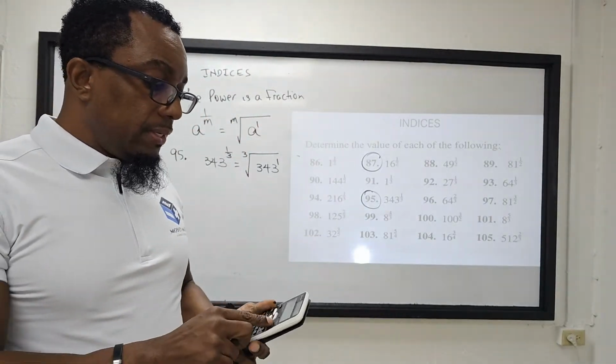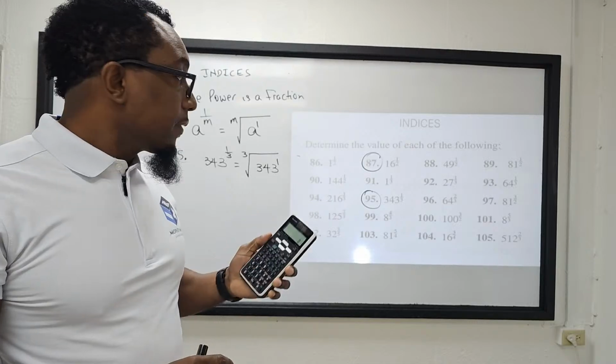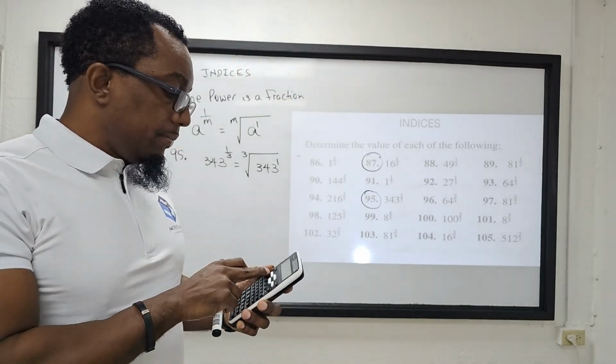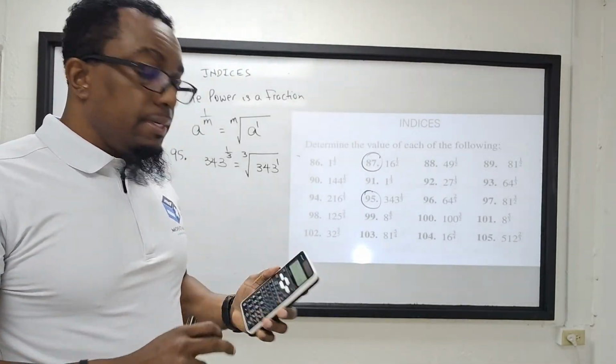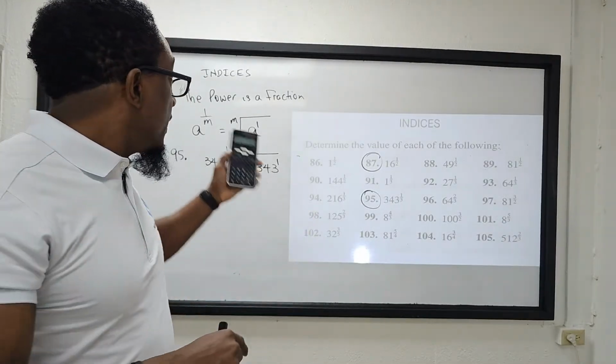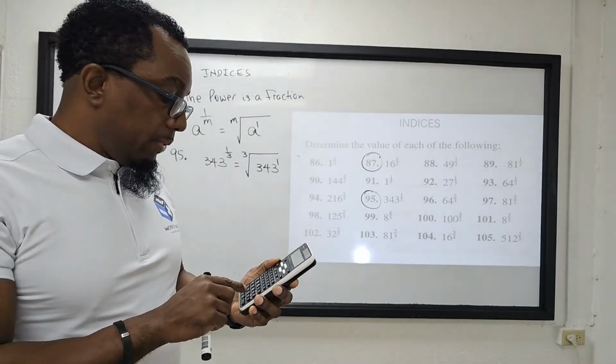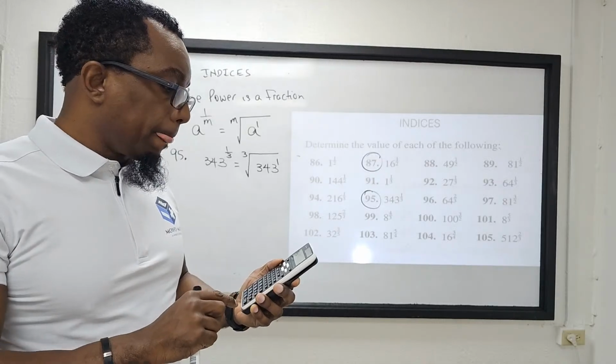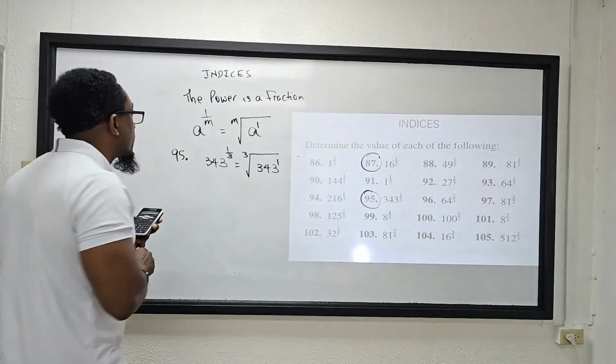What you can do is go to your calculator. You have second function. There's a cube root on your calculator. So you see the root symbol and 3 outside. And the cube root of 343 will give you 7.